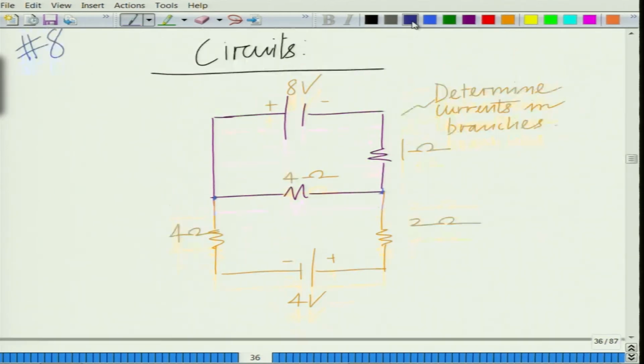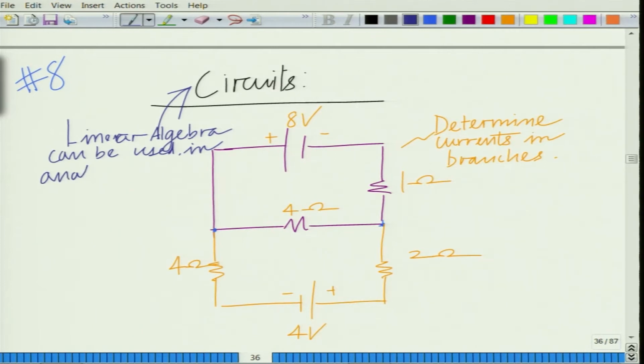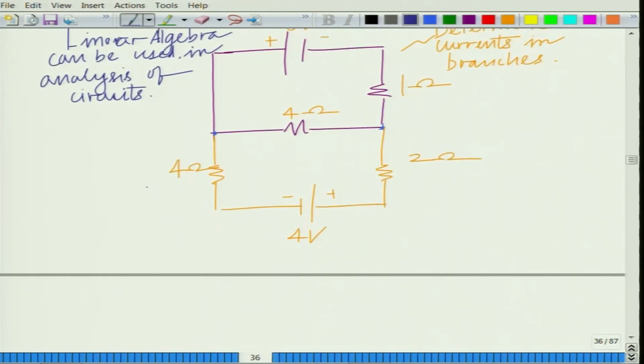Once again, linear algebra and the principles of linear algebra can be used for the analysis of circuits, that is what we were saying. So, we want to determine the currents in these branches. We use a technique that is known as mesh analysis.